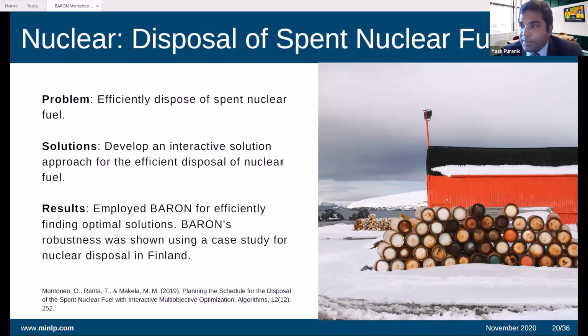In their work, they specifically used the conditions in Finland, as a case study, and they were able to find robust solutions for their problem using BARON. And they go on to develop a nice interactive tool which can actually be used by the operators or the controllers to decide how to exactly go about managing the schedule. So again, another example of where BARON was utilized, which I would not have necessarily thought about.